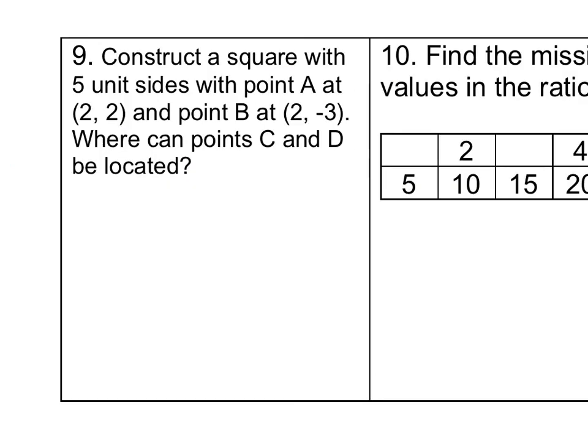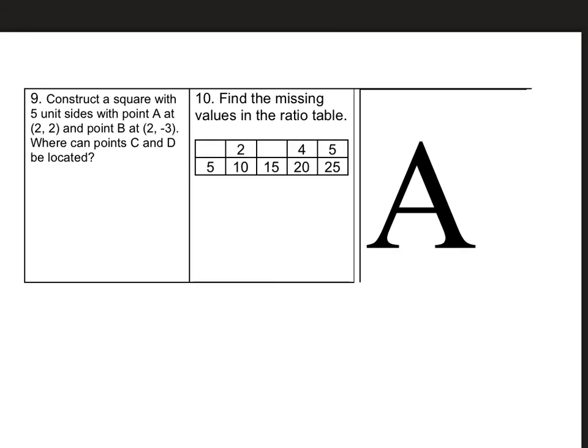So I assume on number 9 there's supposed to be some sort of graph that we can plot these at to construct a square, and I assume that it's supposed to be this. So I'm just going to make my own right here, and then I'll do number 9. I suggest you do the same.